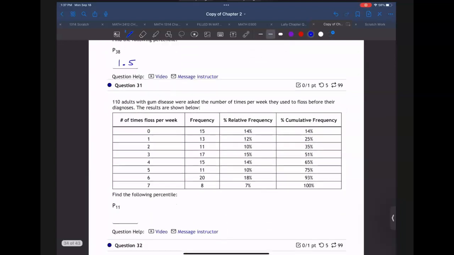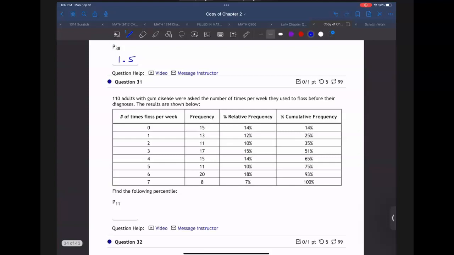On the next one, it wants the percentile for 11, and again, we don't really need to focus on the frequency or the relative frequency. We want the cumulative frequency. Notice that 11 falls in this category, so it's encompassed within the 0 times of flossing per week. So because it's inside of that class, your answer here would be 0.